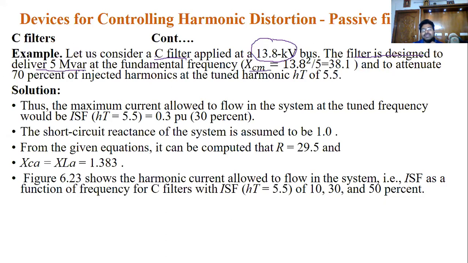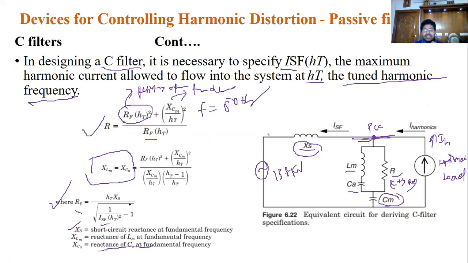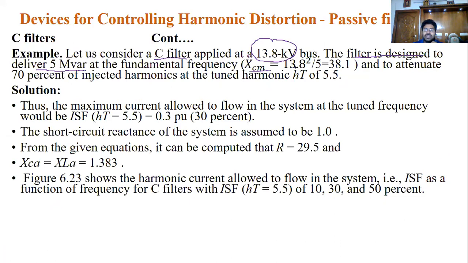Now see this XCM, they give this value, the capacitive reactance, which is 38.1 here. How these values come, we are going to discuss now. See this, 13.8 kV squared by 5. So this is 13.8, this value divided by 5. I am giving the entire information of how this 5 is calculated. And to attenuate the percentage, 70%.